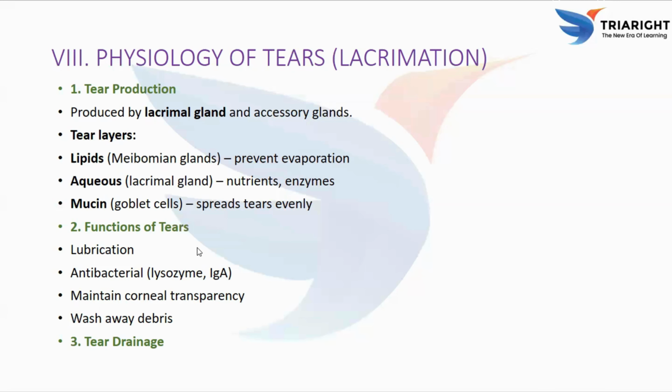So what are the functions of the tears? Lubrication, antibacterial protection, maintaining corneal transparency and washing away debris. So lubrication prevents the friction between the eyelids and the eyeball during blinking. For antibacterial protection, tears contain lysozyme, which breaks down bacterial cell walls, and also contain secretory IgA, nothing but antibody A, which prevents infections. So this helps to protect the eye from pathogens and to maintain corneal transparency.